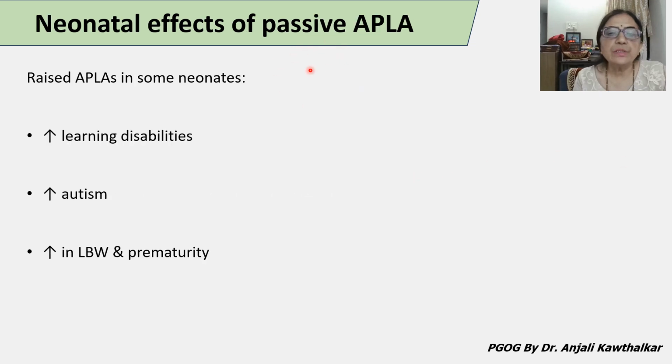Neonatal effects of this passive transfer of antibodies to the baby. During pregnancy, the antiphospholipid antibodies present in maternal circulation are passively transferred to the newborn baby. And it has been seen that in babies, whenever there is a rise in antiphospholipid antibodies, there is an increased possibility of learning disabilities, increased autism has been observed in some of the studies, and it is associated with an increase in low birth weight and prematurity.